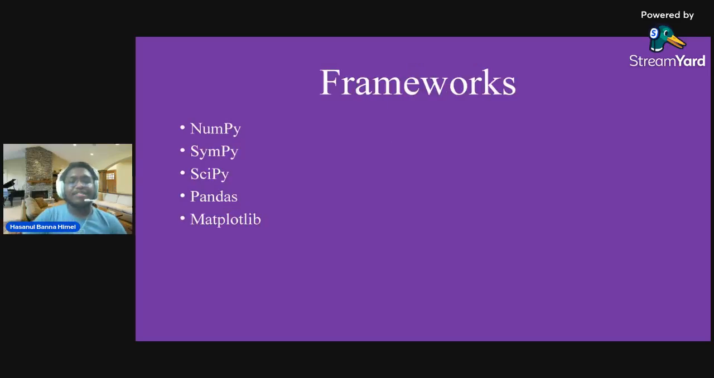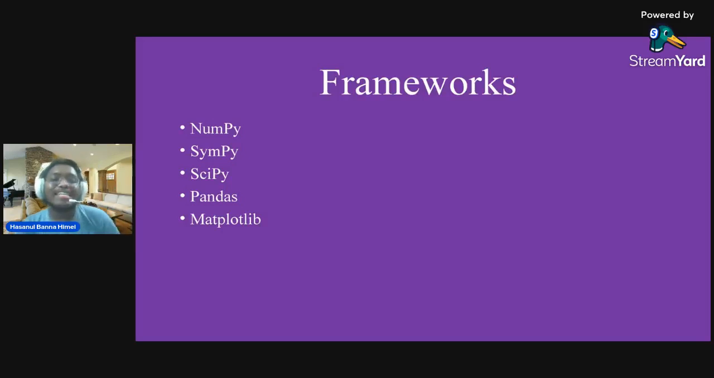Now let's see some frameworks we will be using in the future tasks, like doing the maths or calculations using Python. We will do all the coding problems in our Google Colab. I have given 5 frameworks: at first, NumPy, SymPy, SciPy, Pandas, and Matplotlib.